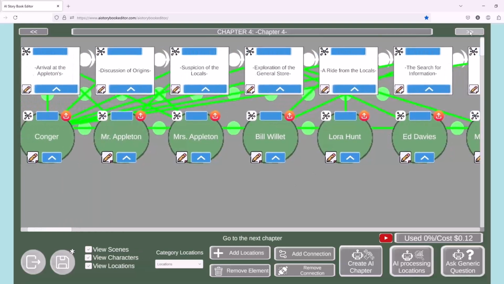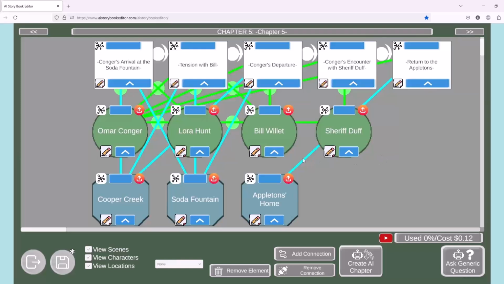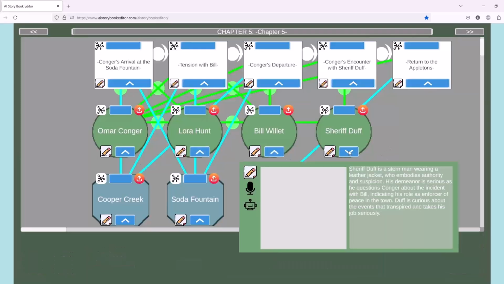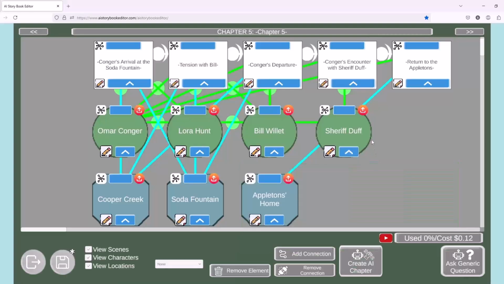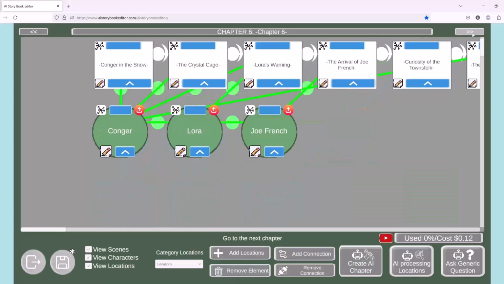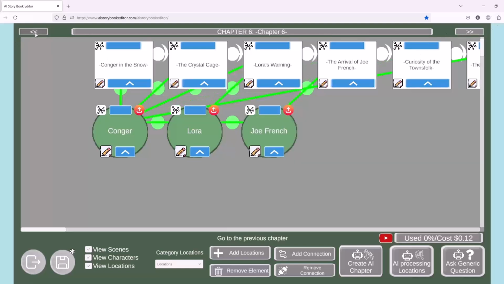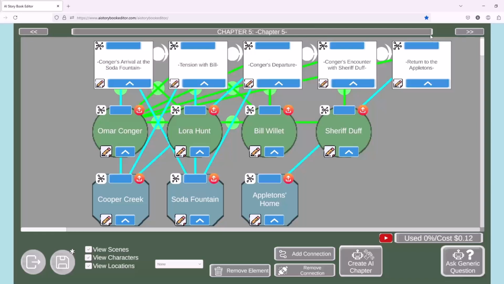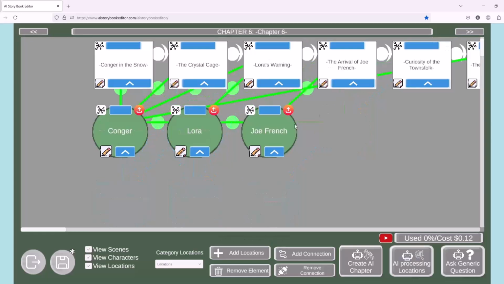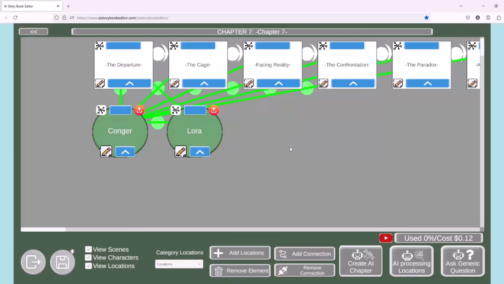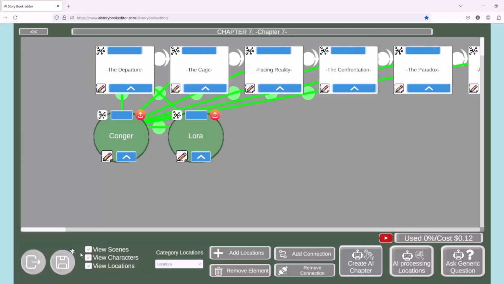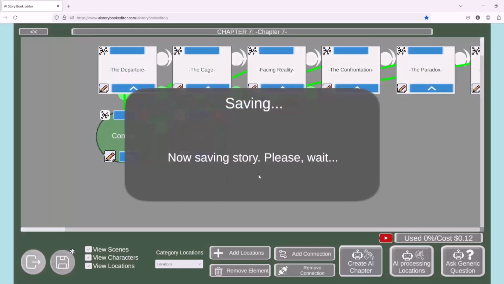Okay, so let's go with the next chapter. Okay, so we have the sheriff appears in this chapter, and yes, I think that's all that appears, the sheriff. And Laura appears here, Joe French only appears here, and Laura appears here. Okay, so we are good to go.